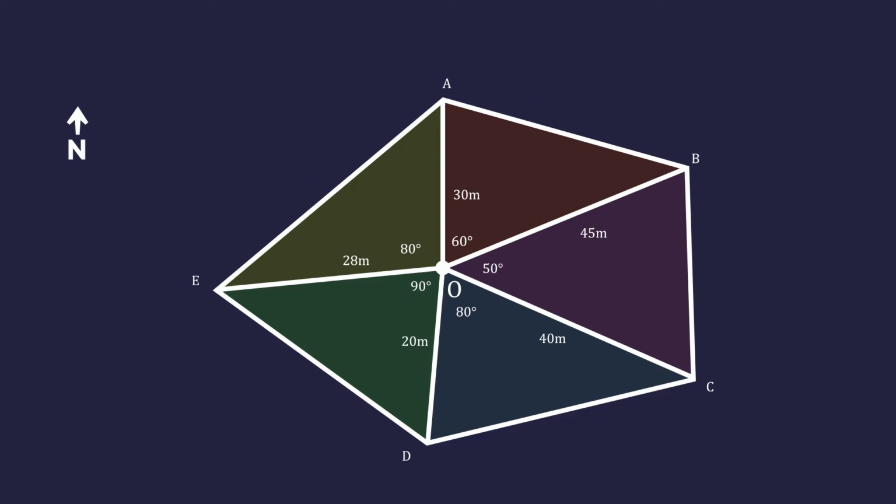The area can be solved using the area of a triangle equation for each triangle. A equals half base times height. However, as an altitude is not provided, we'll need to use the trigonometric version. A equals half times a times b times sine of C. So for each triangle, A equals half ab sine C. The total area is the sum of these results, which is equal to 2,361.5 meters squared.